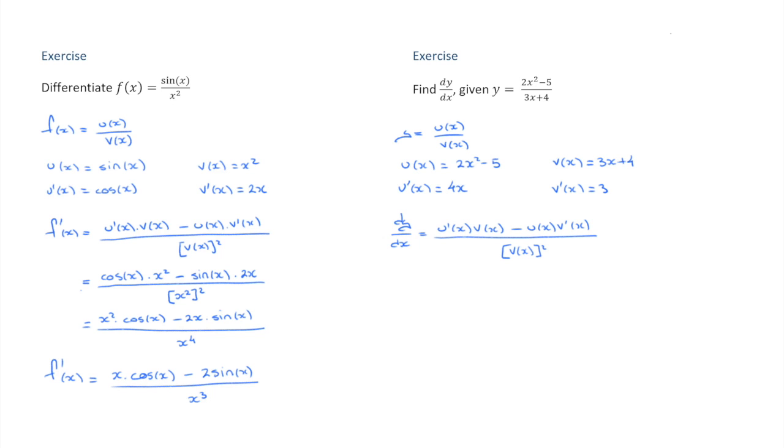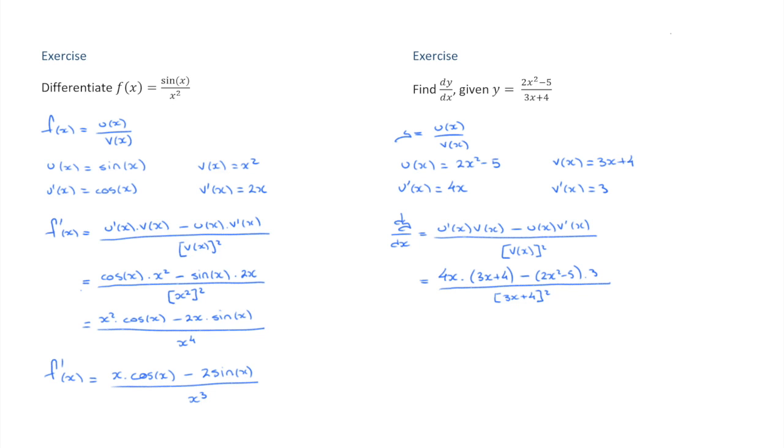Now, replacing u dash, v, u, and v dash by their expressions leads us to dy dx equals 4x times v of x, which was 3x plus 4, minus u of x, which was 2x squared minus 5, times v dash, which was 3, all of which is over v of x squared, so that's 3x plus 4 squared.